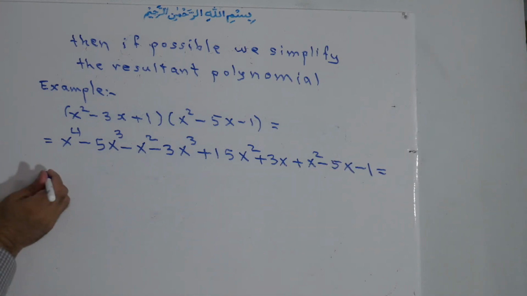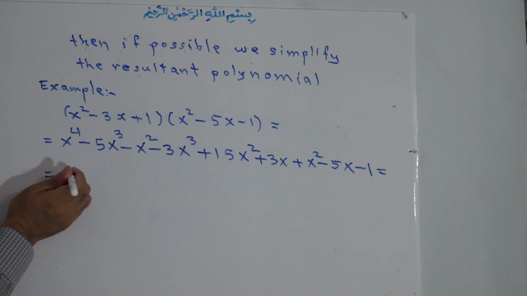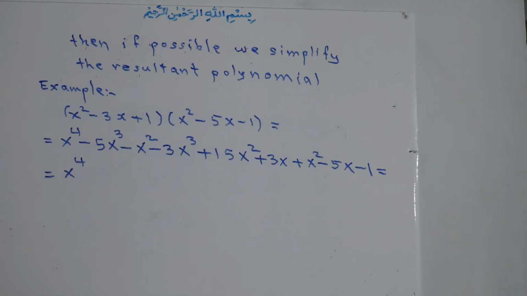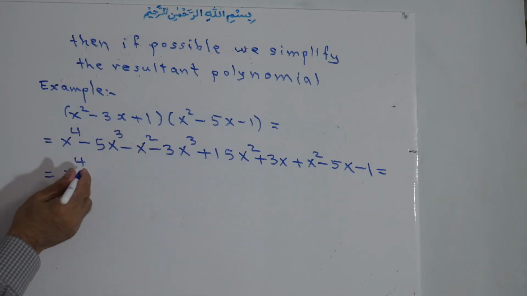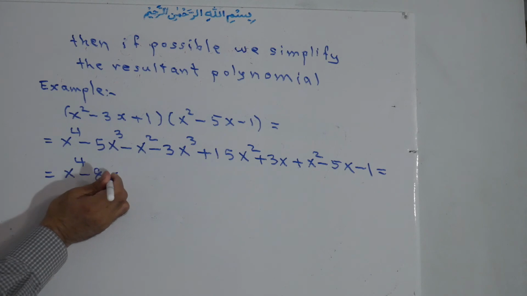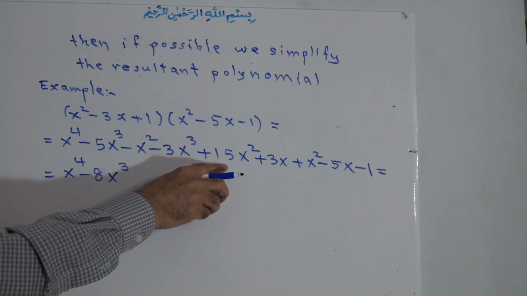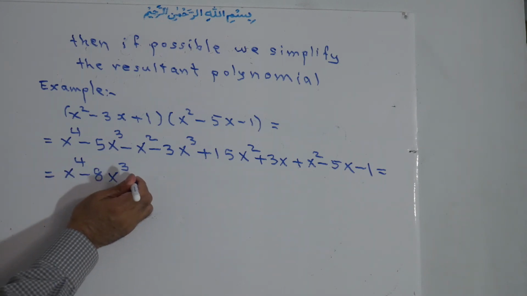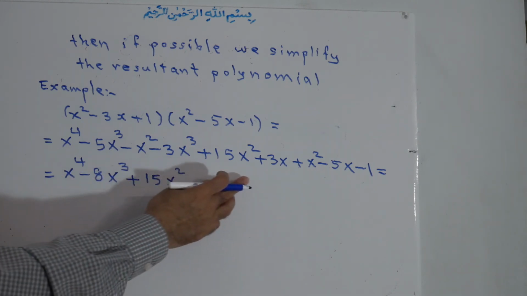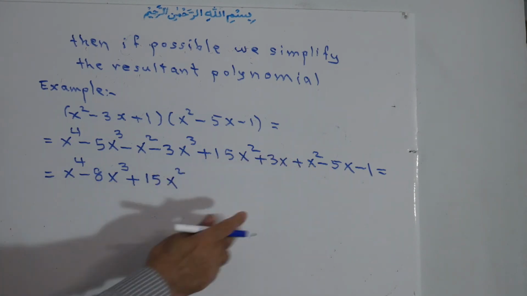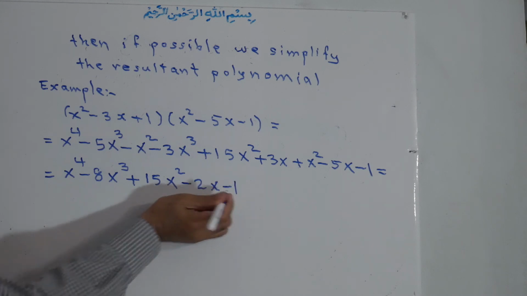This is equal to, then we simplify. There is only 1 x to the power of 4. There are no like terms, so it stays x to the power of 4. Then negative x to the 3, 5 x to the power of 3 and negative 3, 5 plus 3 is 8, negative 8 x to the power of 3. Then for the power of 2, negative 1 and positive 15 become positive 14, and positive 14 and positive 1 again become plus 15 x to the power of 2. Then 3x and minus 5x is equal to minus 2x, and then at the end minus 1. This is the answer.